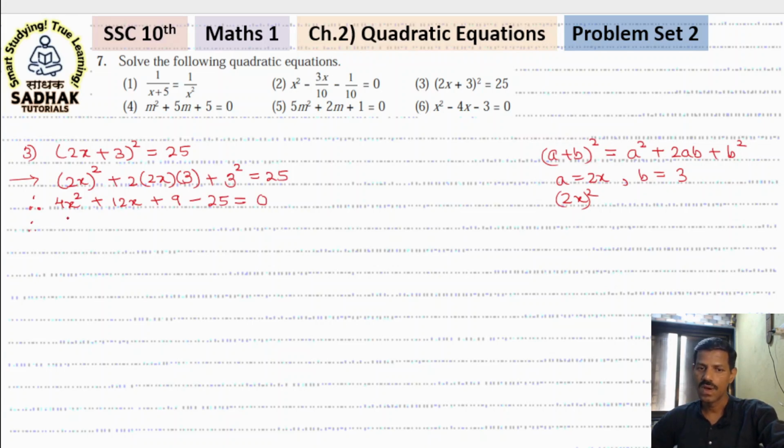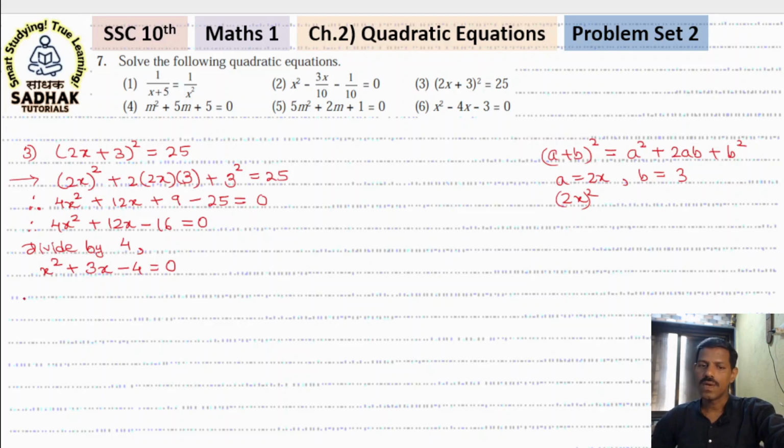Now let us simplify this. 4x square plus 12x, now plus 9 minus 25, it will become minus 16. Okay, now can we reduce this equation? Can we divide it by something? Yes, we can divide it by 4, correct. Divide by 4. See, even if we don't divide it is okay, but the smaller the numbers, the better. So when we divide it by 4, what do we get? 4x square divided by 4 is x square, plus 12x divided by 4 is 3x, minus 16 divided by 4 is minus 4, is equal to 0. Okay, so this is what we got.